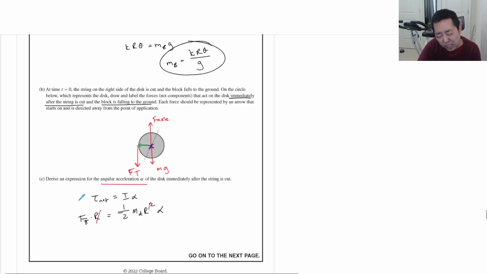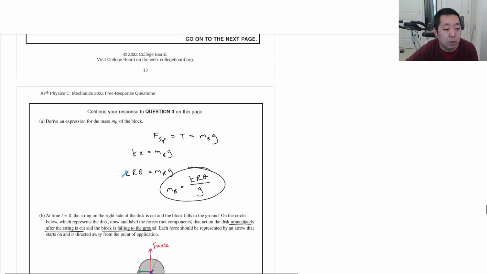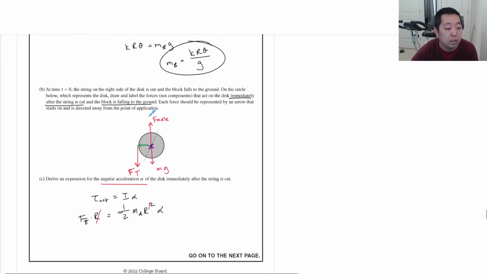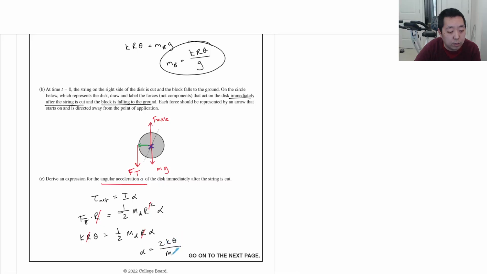Well, we've just cut the string, so the spring is still stretched. So it's still equal to kx, or k r theta, I think. So we'll do k r theta equals 1/2 M_D r alpha, and then this r cancels with this thing. And so alpha is equal to 2k theta over M_D.